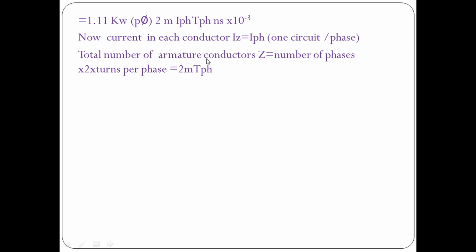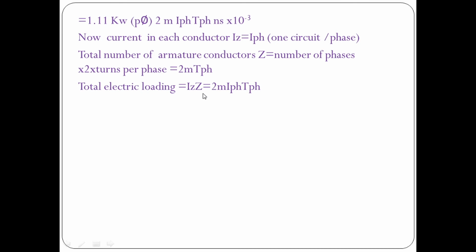So total number of armature conductors Z is equal to number of phases into 2 into turns per phase. Here it is 3 phase into 2 into turns per phase, so 2 into M into T phase. If it is 3 phase, it is 6 into T phase. Generally it is used as 2 into M into T phase. So total electrical loading is Iz into Z.